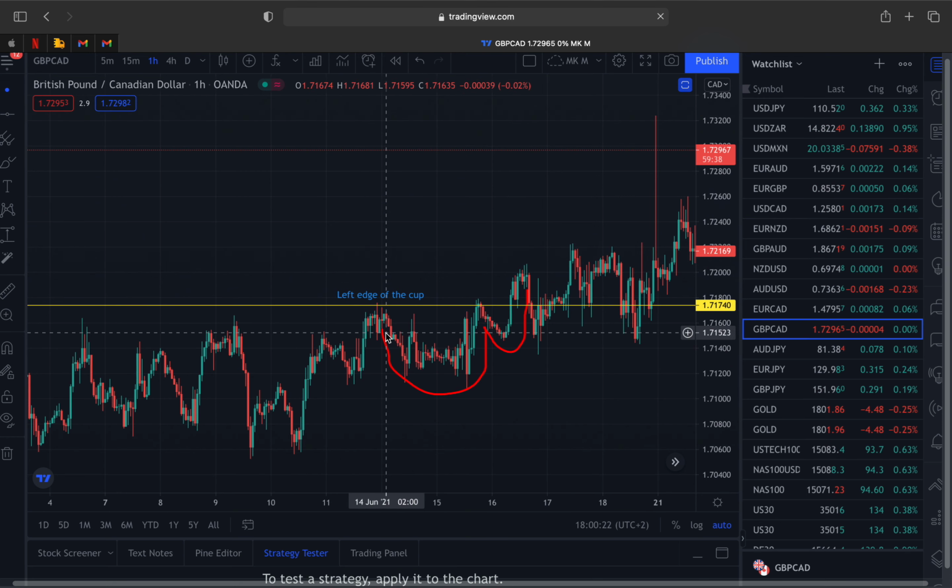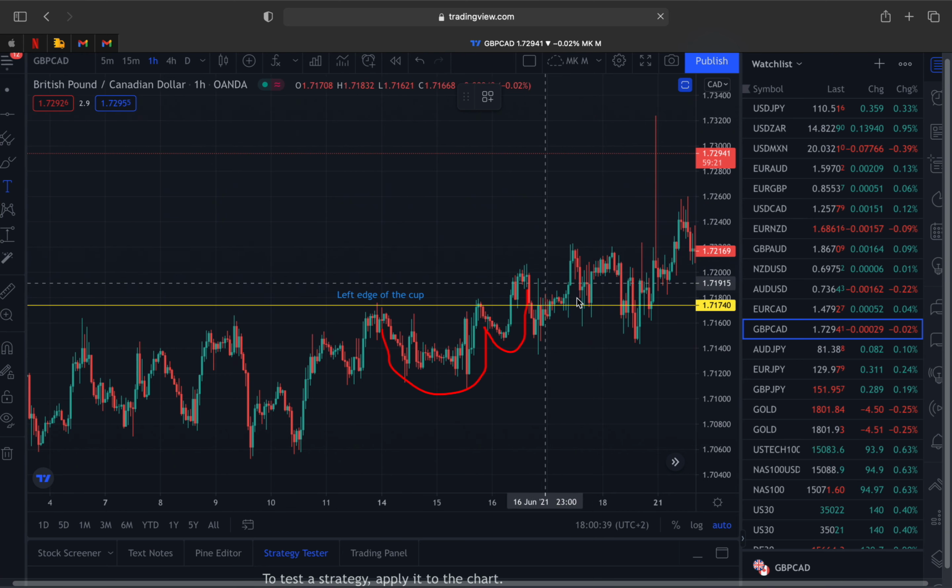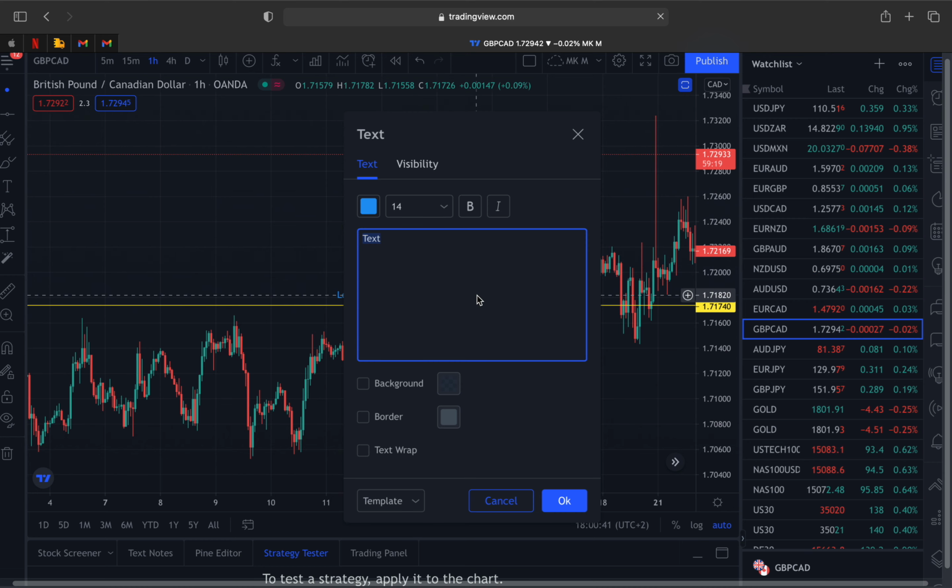So the market is trending up. You have the left edge of the cup, and then you have a cup-like shape. So from this left edge, the market moves in this cup-like shape, then the right edge touches the left edge of the cup. Let me just write the right edge of the cup.